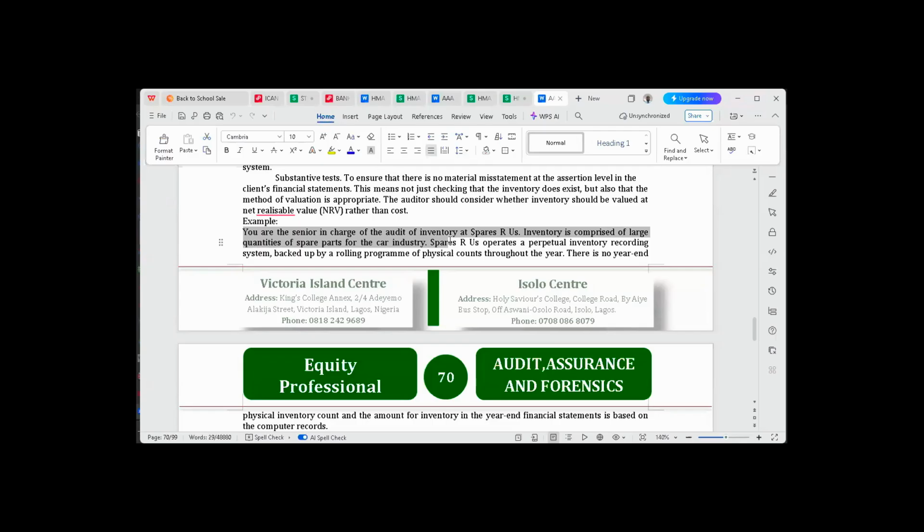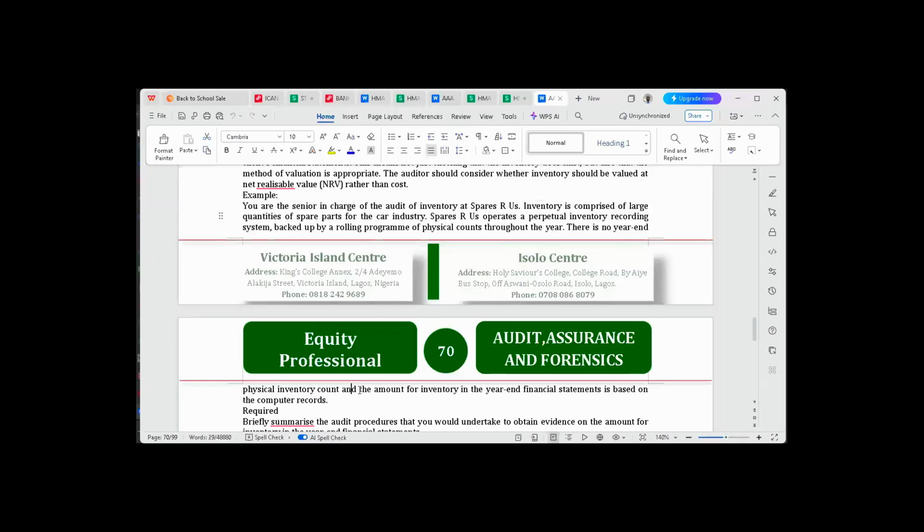Spares R Us operates a perpetual inventory recording system backed up by a rolling program of physical counts throughout the year. There is no year-end physical count, and the amount of inventory in the year-end financial statements is based on computer records. Required.